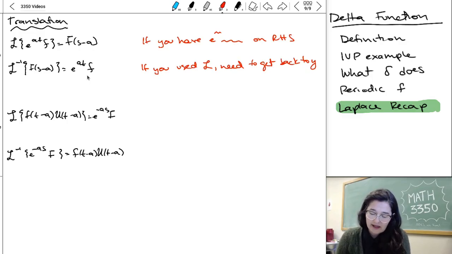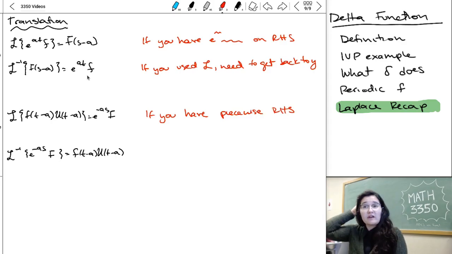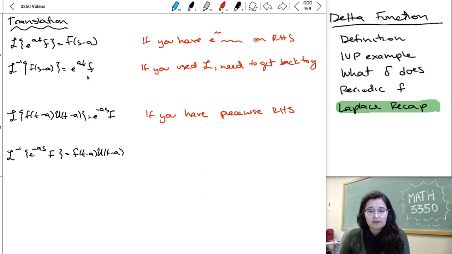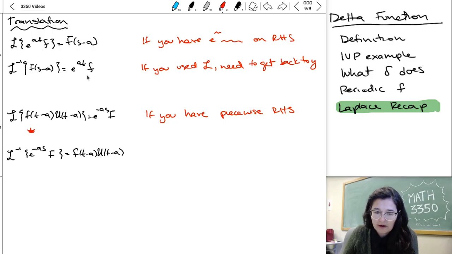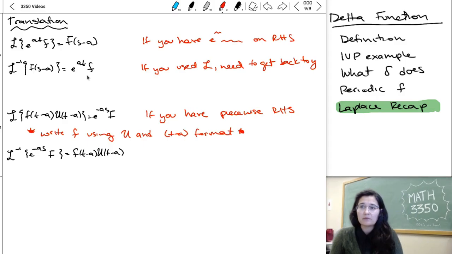This f of t minus a, u of t minus a, we just use when we have a piecewise right-hand side of the equations. And then just sort of a note that it's a little tricky because we need to write f using u and that t minus a format. So we spent a bit of time on that, but it's usually what makes that type of problem hard.